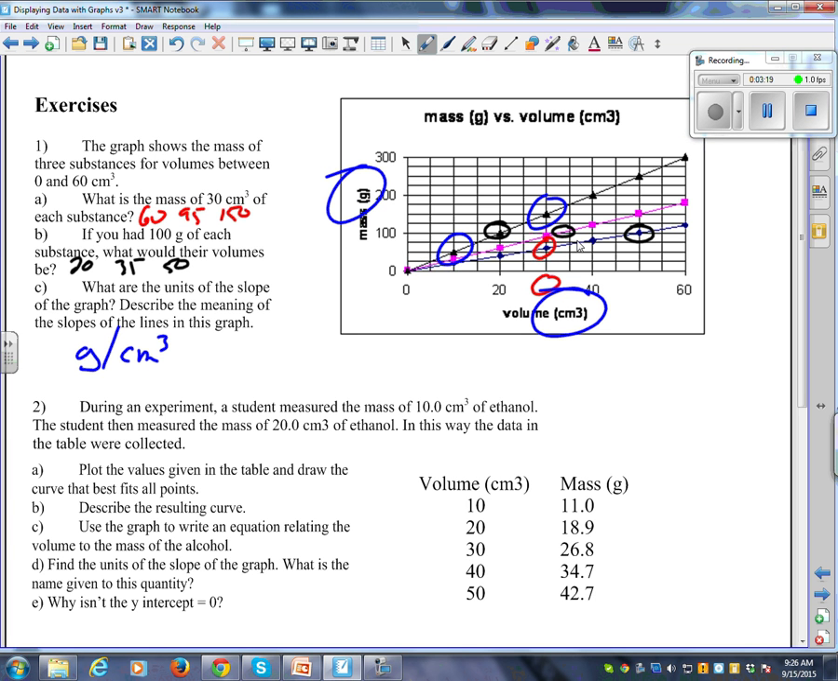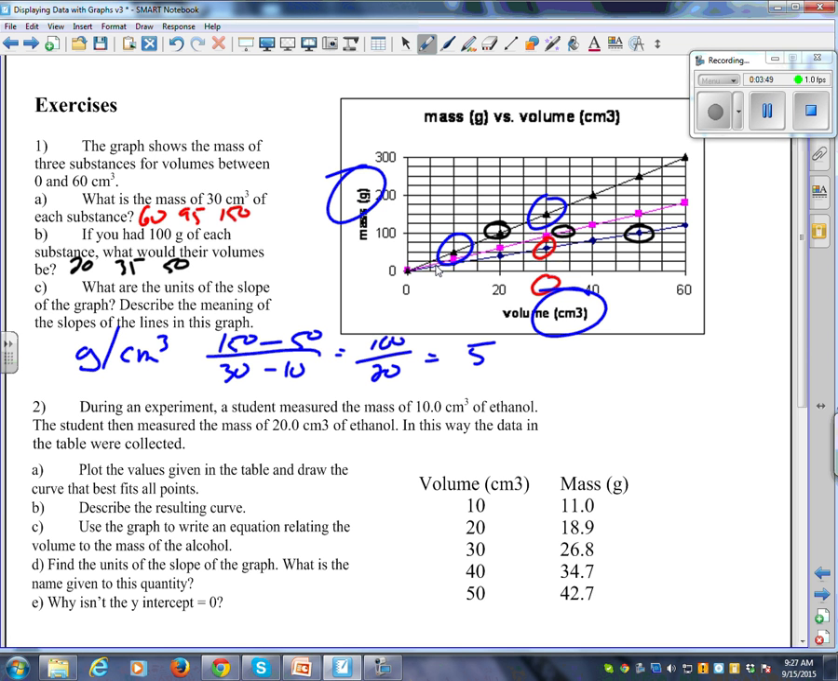Okay, so this one here, the y value is 150. This one here, the y value looks to be 50. The x value here is 30, and the x value here is 10. So 150 minus 50 is 100. 30 minus 10 is 20. 100 divided by 20 is 5. Did you get something close to 5?